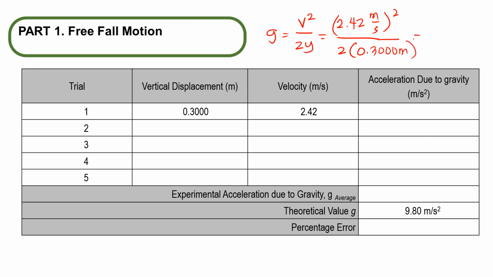Using our calculator, that will be 2.42 squared, divided by 2 times 0.3, which is 0.6, and the value here is 9.76. So the value of acceleration due to gravity here is 9.76 meters per second squared, based on the given vertical displacement of 0.3 and velocity of 2.42.